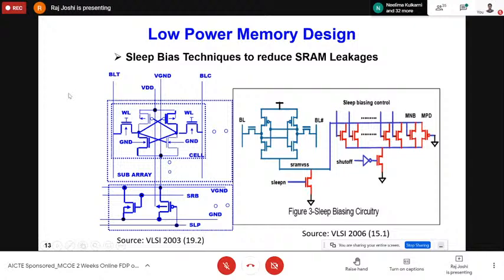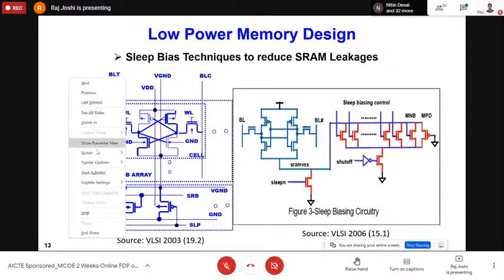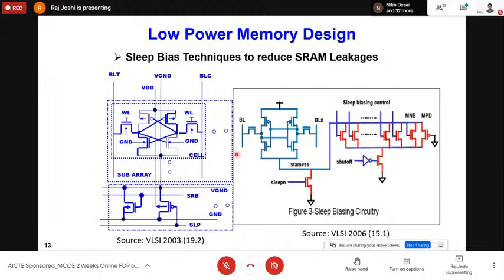Let me bring out my pointer here if I can get. Okay, much better. Okay, so as I showed you, this is the 6 transistor cell. So the idea here is we put a sleep transistor at the bottom of that. And what it does is, when you turn on the sleep transistor, the leakage coming from these guys is minimized or reduced. So what we are trying to do is lower leakage power.